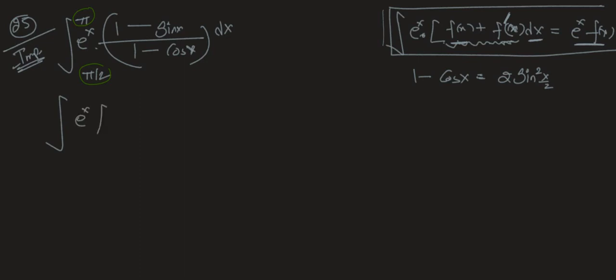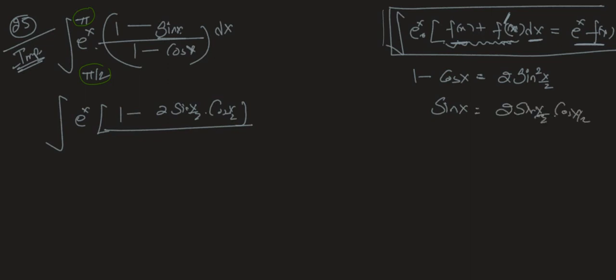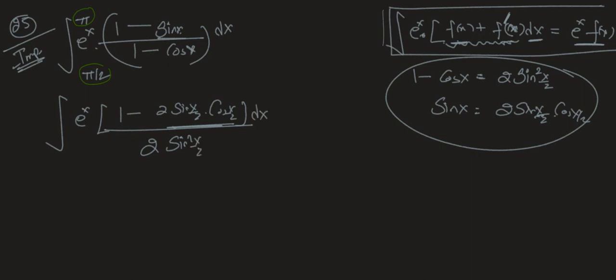So this will be e to the x, 1 minus cos x can I write as 2 sin x by 2 cos x by 2 by the sin theta formula. Everybody knows that, right? Sorry for the interruption. So this formula I used here, and 2 sin square x by 2. Okay? Now we can separate this by this and this by this. So 1 by 2 sin square x by 2 minus 2 sin x by 2 cos x by 2.